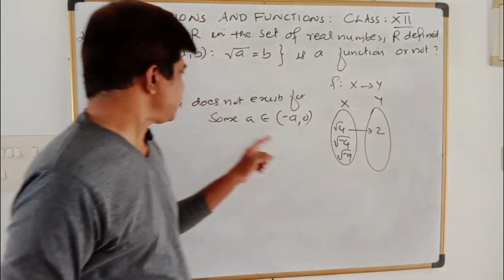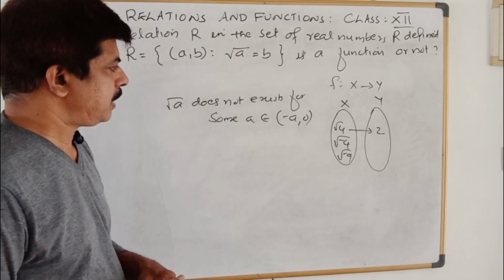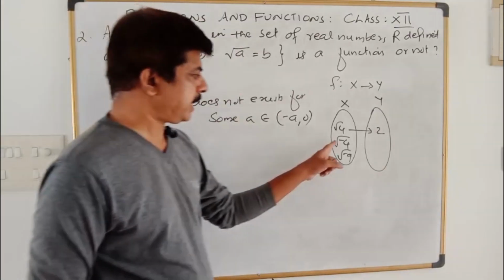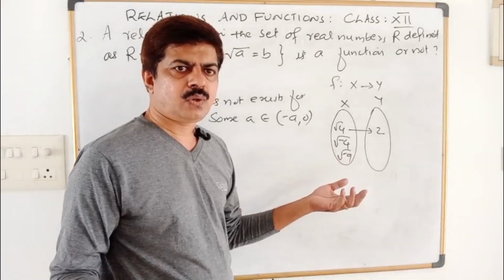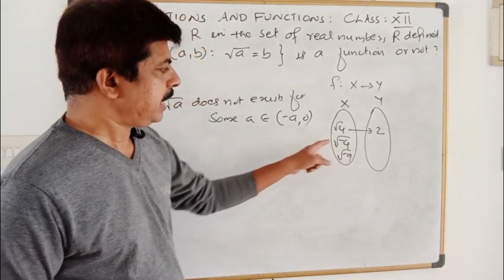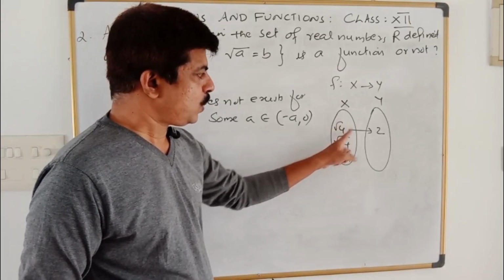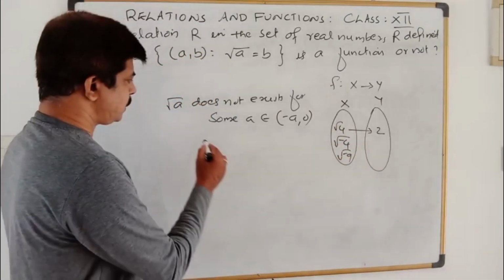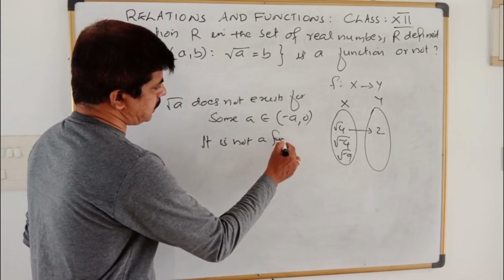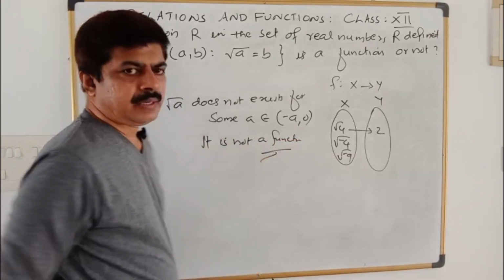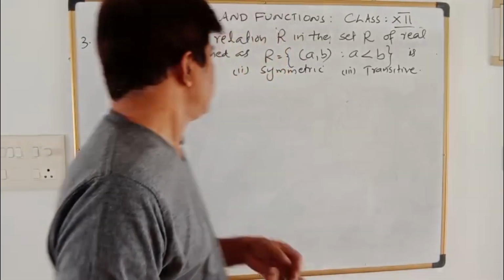So we can say that root a does not exist for a belonging to negative a to 0: negative 3, negative 4, negative 5, negative 6. They don't have a root. So all the elements of the domain have no image, so it is not a function. Clear? Okay, here is the third question.